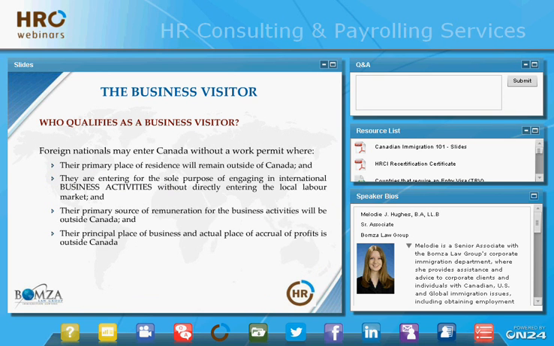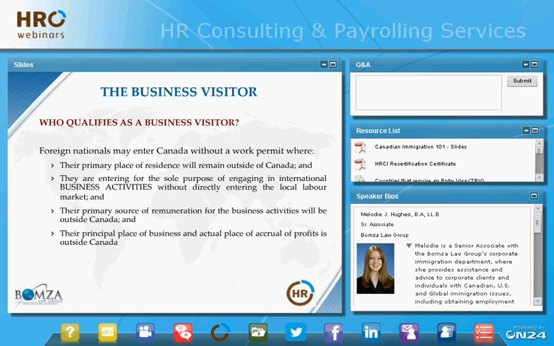criteria must be met. 1, the foreign national's primary place of residence must continue to be outside of Canada. If they're going to be moving here and leasing an apartment, taking up residence here, a work permit will be needed. 2, they're entering to engage in international business activities and for the sole purpose of engaging in those activities without entering the labor market. And we'll go into that in a little bit more detail.